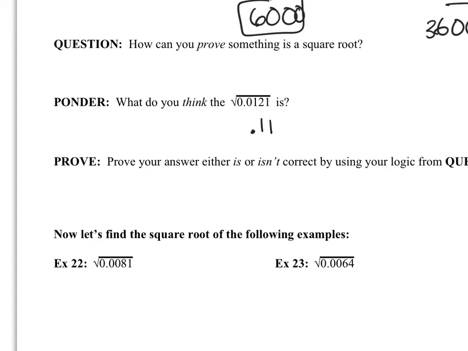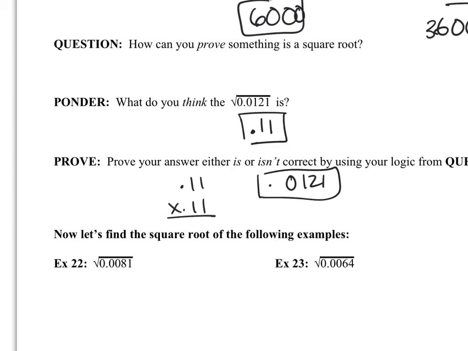And I might just start with that, so 0.11. And I could try to see if that's correct by squaring it. And so I know that 0.11 times 0.11 is 121. And since there's 2 decimal places here and 2 decimal places here, that means there'd be a total of 4 decimal places in my answer, giving me my correct answer of 0.0121. So this time I'm focused on the decimal places.